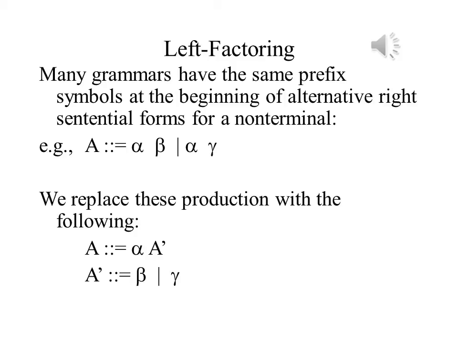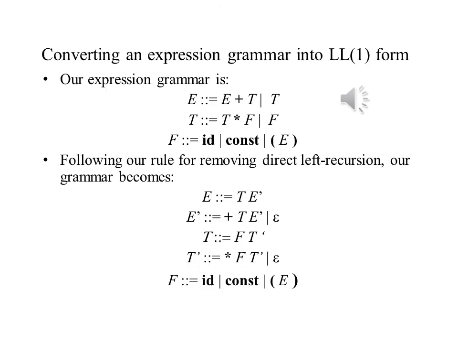When we find the same variable at the beginning of the different alternatives for the right-hand side, we have a problem. We can't tell which of the two alternatives we need. So let's factor them out, replacing our productions with A derives alpha A prime and A prime derives beta or gamma. This will allow us to deal with the differing terms after the common term alpha. Our entire grammar is transformed.